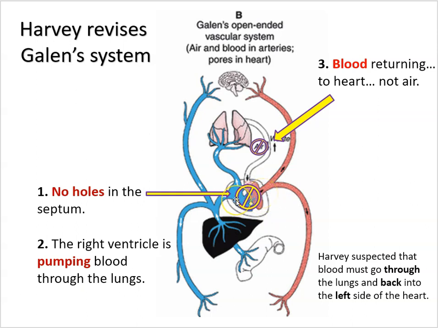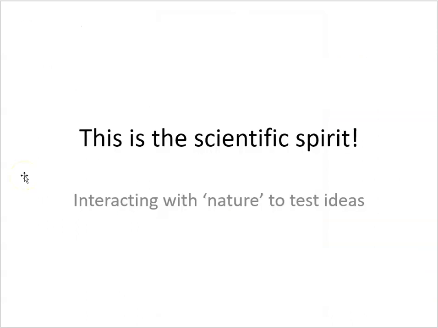Well, that led Harvey to begin to suspect that blood on the right side was being pumped not just to the lungs to nourish them, but through the lungs and returning to the heart on the left side. This then suggested a kind of circuit, a heart to lungs to heart circuit that eluded Galen's grasp. This is the scientific spirit, interacting with nature to test ideas.